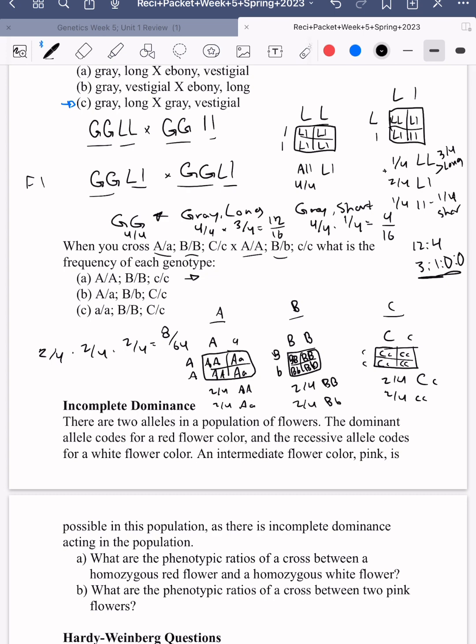It's asking for the frequency, so it wants it in a decimal. So we simply do 8 divided by 64. The frequency would then be 0.125. That's all you do for this.